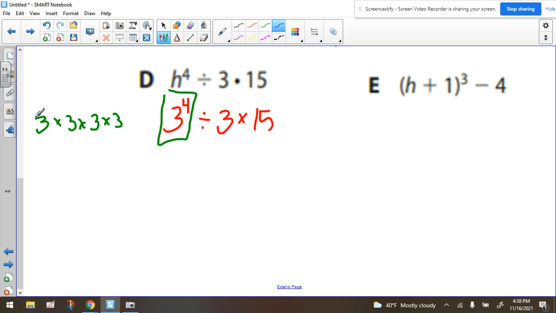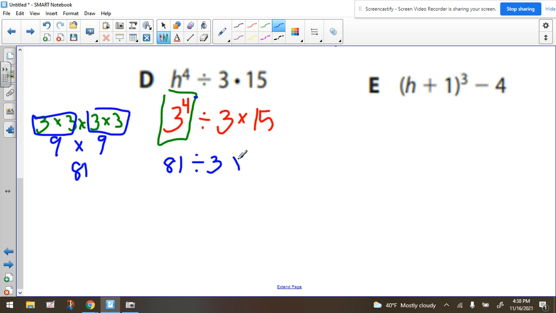Now, 3 times 3 would be 9. 3 times 3 would be 9. So 9 times 9 would be 81. So 3 to the 4th power is equal to 81. So now we have to divide that by 3 and then multiply that by 15. All right, now this, if you didn't know if 3 went into 81, the divisibility rule is if the sum of the digits is divisible by 3. So if we added the 8 plus 1, wouldn't that be 9? Then 3 would go into 81 if it goes into the sum of the digits.